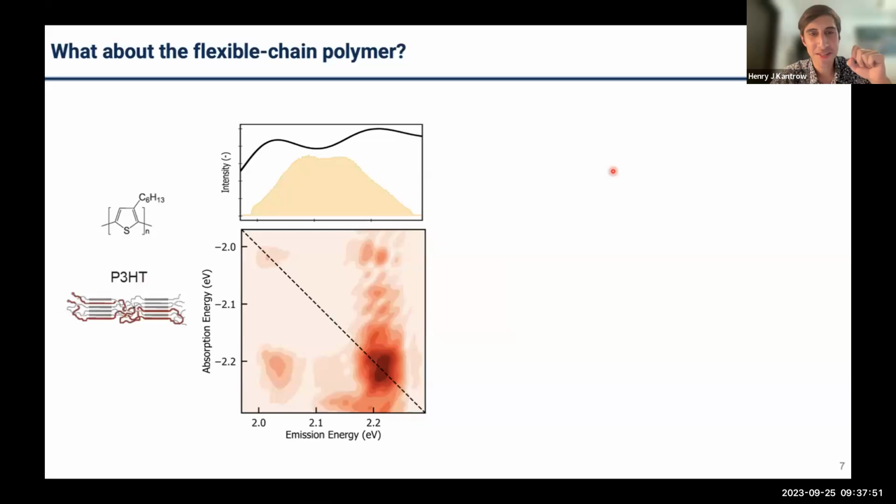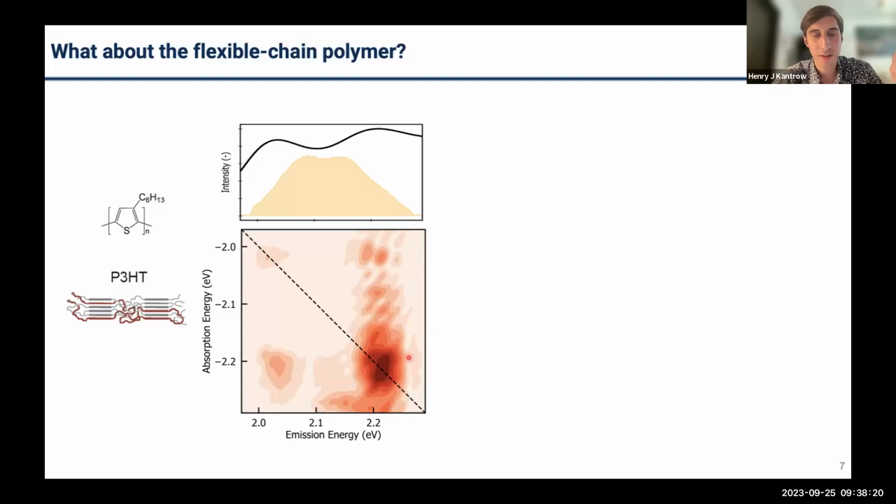What we see when we implement this same version of 2D spectroscopy on P3HT is actually a line shape that strongly resembles what we saw for the PBTTT as well. Again, you see this from our linear absorption line shape here in black. When we look at this on the 2D map, we again see this strong 0-1 transition, a weaker 0-0 transition, as well as cross correlations between those two on the off diagonal.